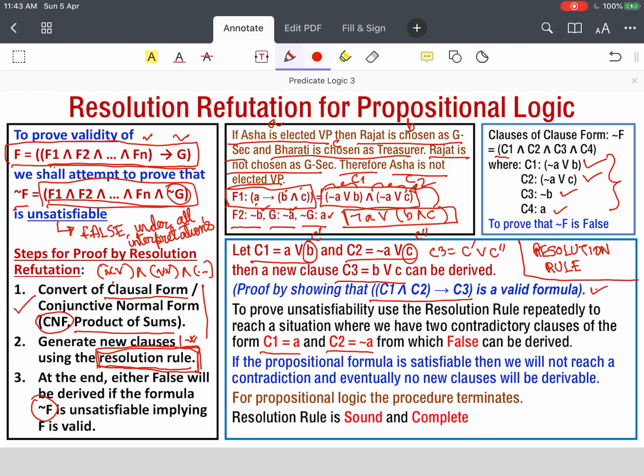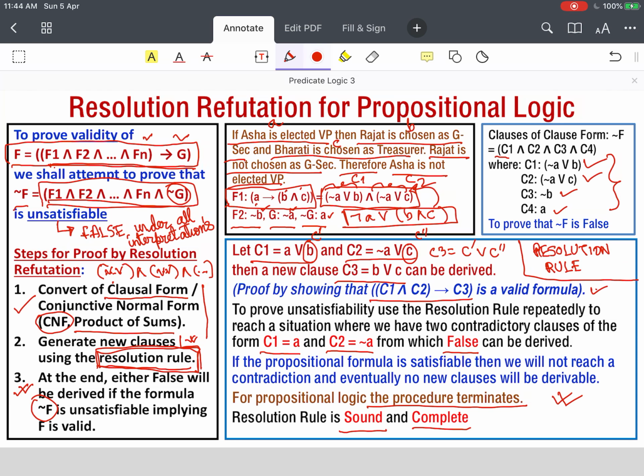And since the clauses are all ANDed, therefore this and this reaches a contradiction, or false. So the steps are that we repeatedly apply the resolution rule, and if the formula is unsatisfiable, false will be derived. So this is the resolution refutation method. And for propositional logic, since the method is finite, it is terminating, and therefore the resolution rule is sound and complete, in the sense that if false is to be derived, it will be derived.